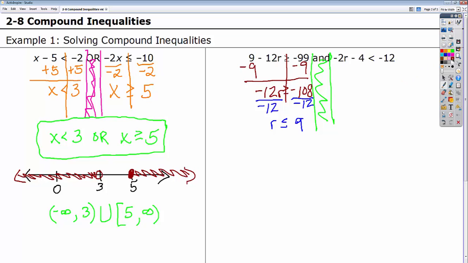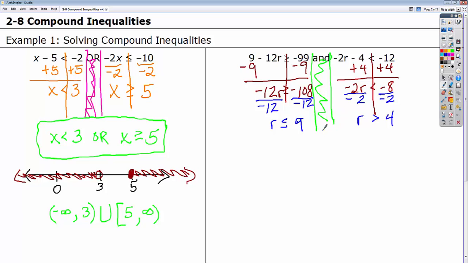Okay, over here we're going to do the same thing. So we're going to add 4. And that gives me negative 2r less than negative 8. And we're going to divide by negative 2. Here it is again. Ding, ding, ding. Anytime you're dividing by a negative, you want to flip that sign. So now it's greater than positive 4.